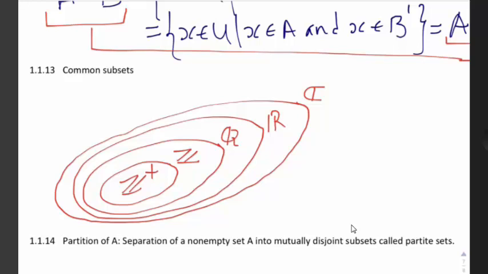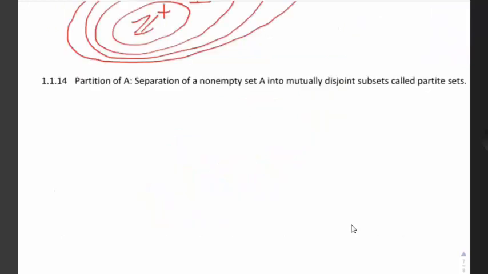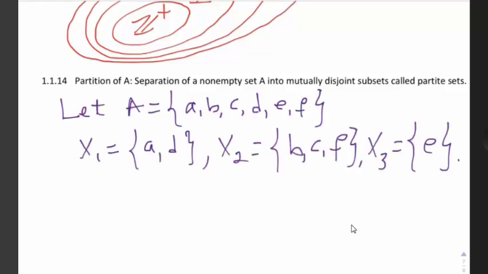Complex analysis, complex numbers. The partition of a set A is the separation of a non-empty set A into mutually disjoint subsets called partite sets. Mutually disjoint subsets simply means that these subsets are pairwise disjoint. Now let's go ahead and give you an example, then define the concept more mathematically. Let A be the set defined by a, b, c, d, e, f. X1 is {a, d}, X2 has the elements b, c, f, and X3 the element e.